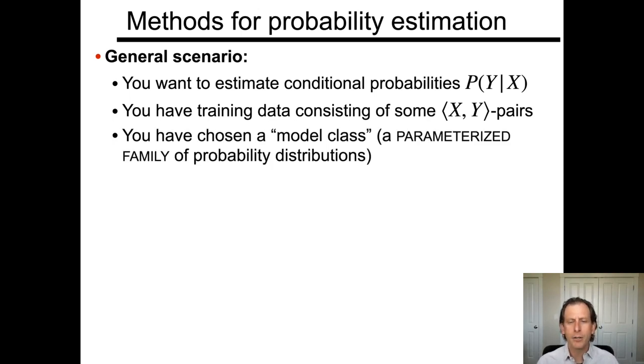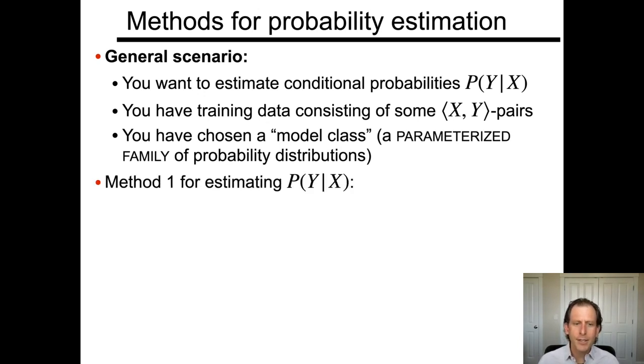And I've chosen a model class. And model class is a special thing in statistics and in machine learning. It is a parameterized family of probability distributions. And what that means is it's a set of probability distributions where the differences among the probability distributions can be connected with different choices of the parameters in the model. In everything that we're going to look at here, there's going to be a model class. So a bigram model, for example, is a model class.